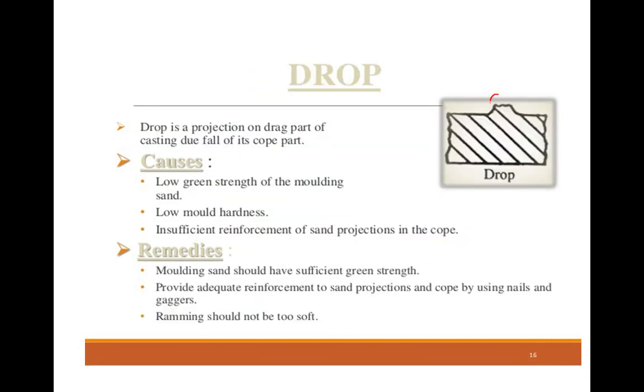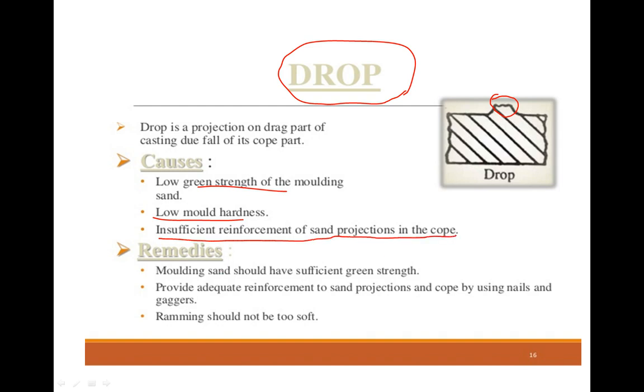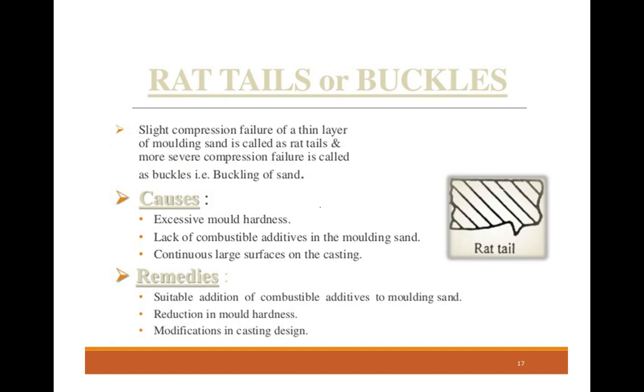Then drop. Drop is a projection on the drag part of the casting due to the fall of its hook part. This is also a casting defect. The causes are low grain strength of molding sand, low mold hardness, and insufficient reinforcement of sand projection in the core. So what are the remedies? Molding sand should have sufficient strength. Provide adequate reinforcement to sand projections and core by using nails and gaggers. Ramming should not be too soft. So this casting defect is called a drop.